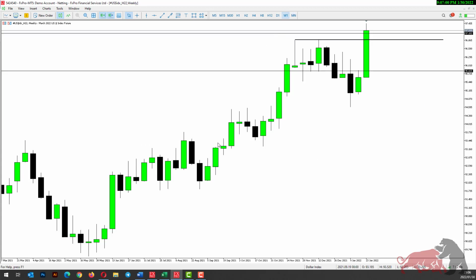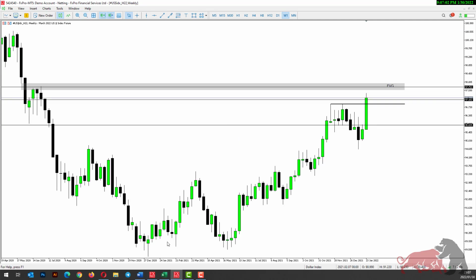So now I'm going to go to the weekly chart. Now on the weekly chart, you can see my draw on liquidity, where I'm anticipating dollar to trade to this week. We're looking at 97.75. That's basically a very strong dollar, right?